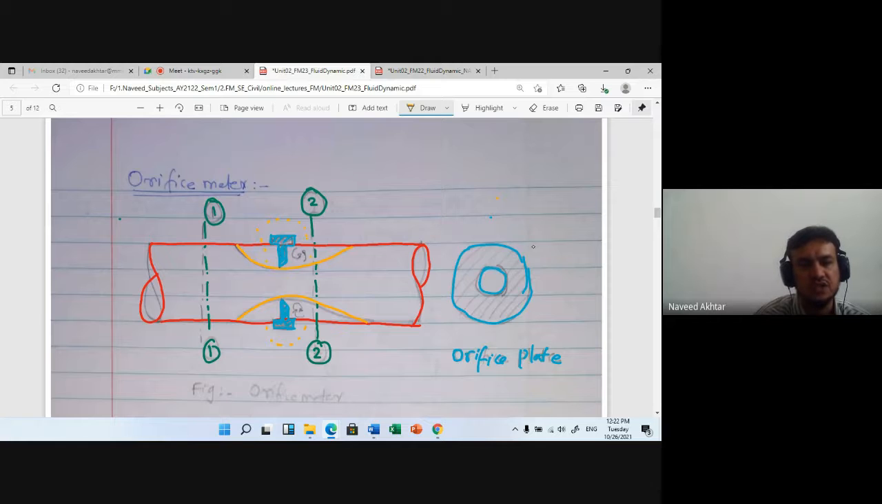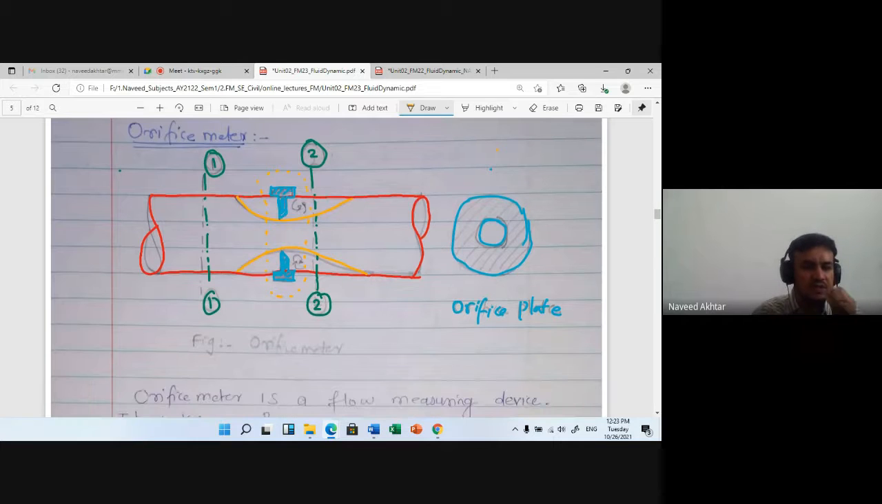There is no such divergent or convergent portion needed, because no such long length is required. No need of a divergent or convergent portion, you only fit the orifice plate into the pipe flow. And you can adjust the diameter of flow as per your requirement.